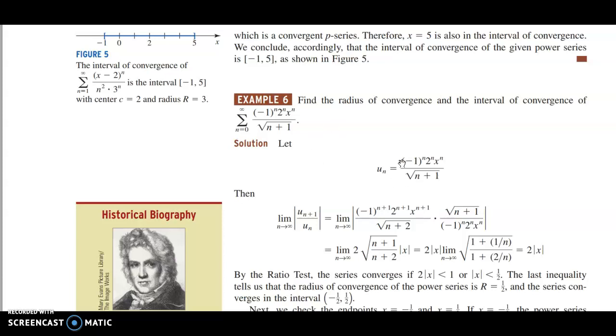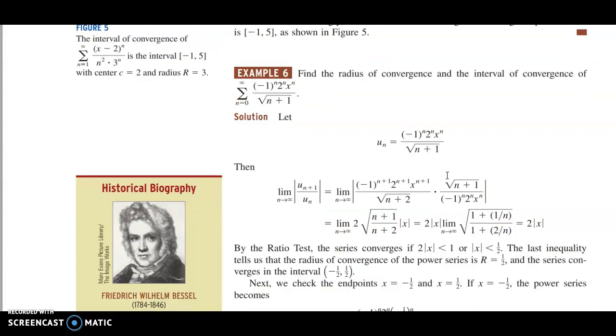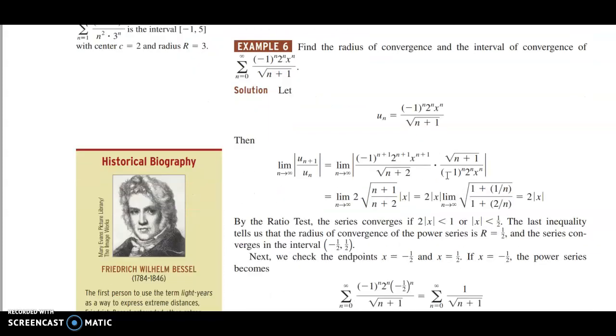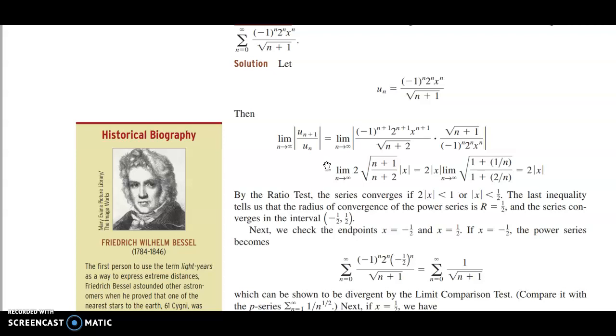Put u1 equal to the whole value except inside this series term. Take u(n+1) divided by u(n). This will be of this type: taking n outside, 1 plus 1 by n, 1 plus 2 by n. This n will get cancelled, and 2 into mod x into this value will be 1. So the answer will be 2 into mod x.